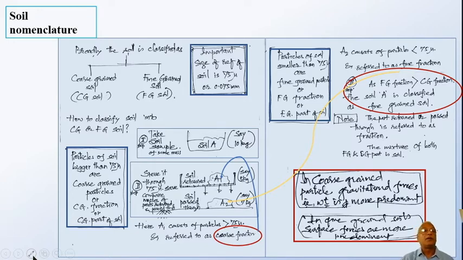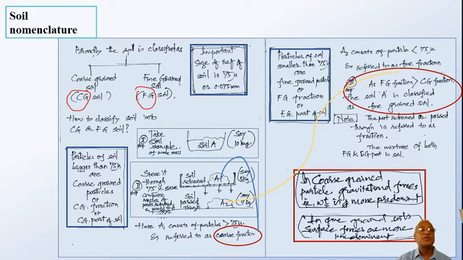Here we'll start. Broadly, the soil is classified into two parts, that is coarse grained soils and then fine grained soils. Any soil you take will be classified into coarse grained soils or fine grained soils. So what is meant by coarse grained soil and what is meant by fine grained soils, we'll look into that. Now, fine means smaller size, coarse means bigger size.